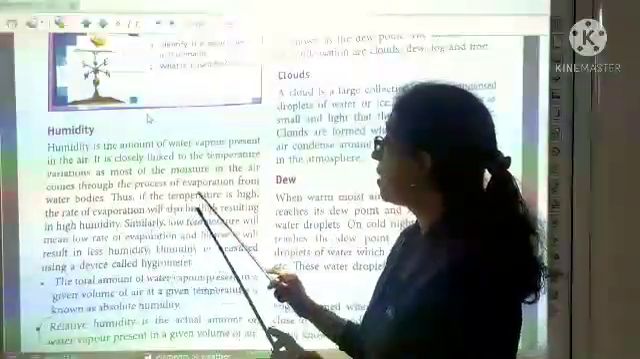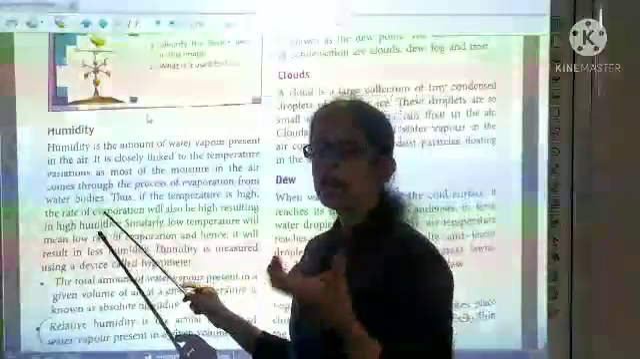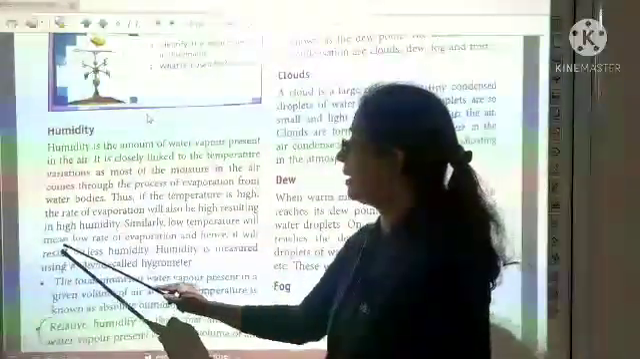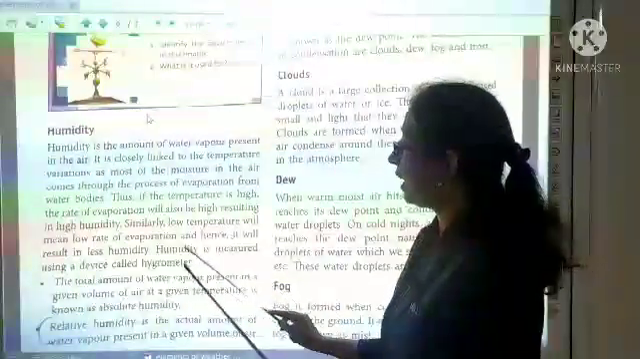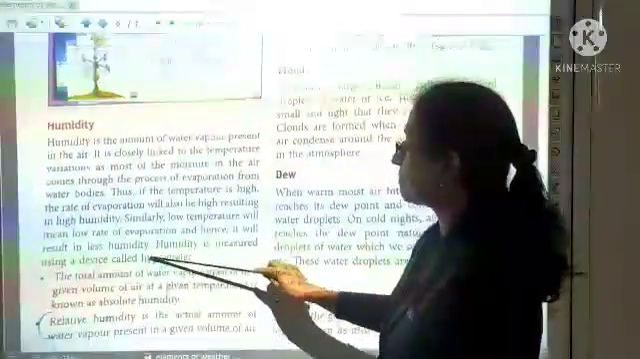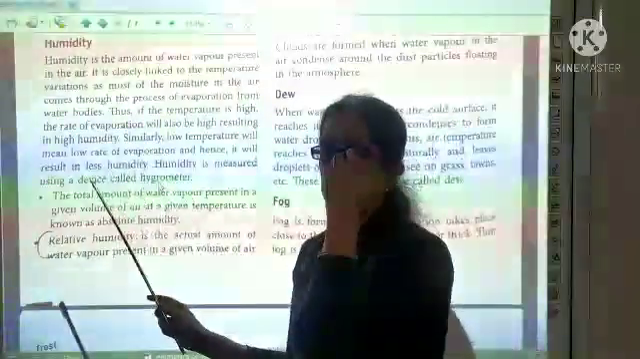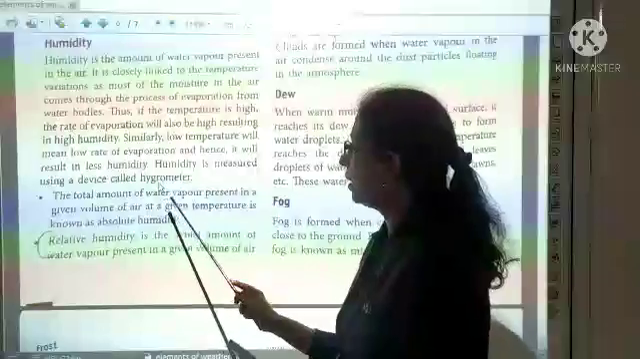Where temperature is high, evaporation is high. That is why the air gets what? Humidity. Similarly, low temperature will mean a low rate of evaporation and hence it will result in less humidity. Humidity is measured using a device called a hygrometer. What is humidity measured with? A device comes, its name is hygrometer.